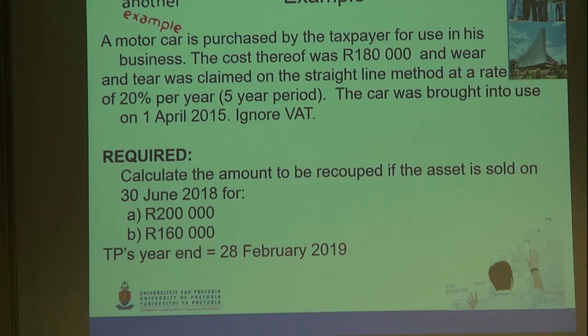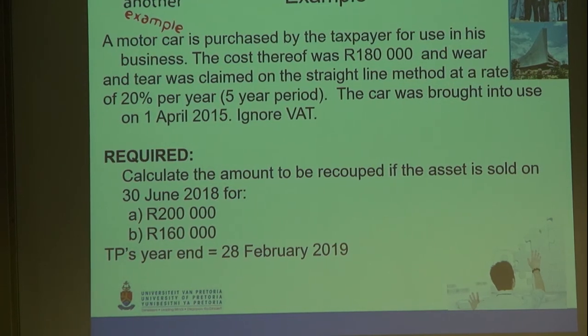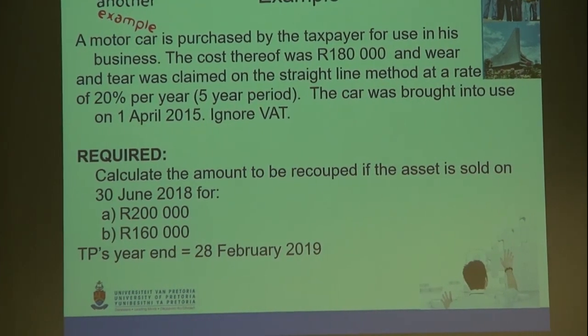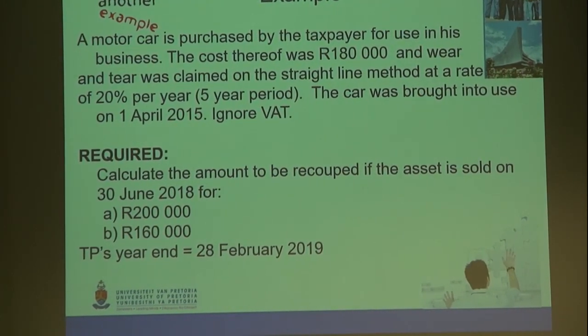Okay, so our first year of assessment, our year end is 28 Feb. Is 28 Feb 2016, 17, 18, and we are now in 2019. Calculate the amount to be recouped if the asset is sold on 30 June 2018 for 200,000 or 160,000 Rand. Let's just quickly do this together. So we have a motor car, 180,000 Rand.